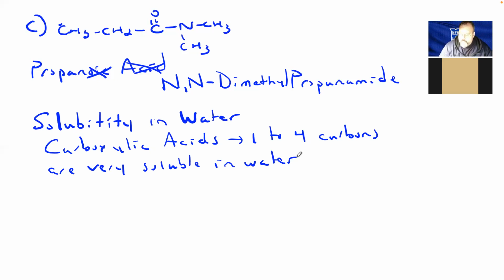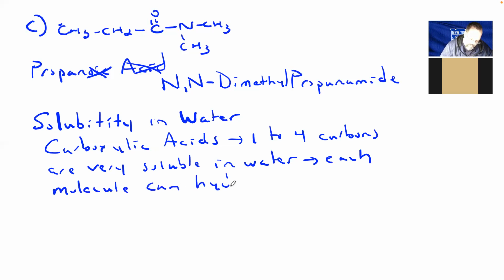If it can hydrogen bond with water. And we talked about that with alcohols, aldehydes, and ketones. For alcohols, we saw that each alcohol molecule can hydrogen bond with 2 water molecules. So they were pretty soluble in water. Aldehydes and ketones, not as much, because they can only hydrogen bond with 1 water molecule per molecule. It turns out that for a carboxylic acid, each molecule can hydrogen bond with 3 water molecules.